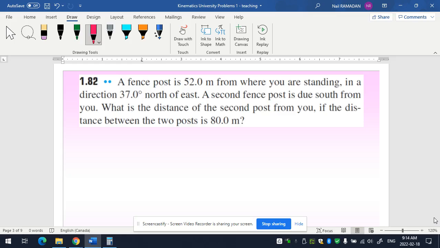37. Which way? North of east. Interesting. So I have to look east first, everyone. I have to look to my east first, and then turn which way? North 37. And then I have to walk how many? 52 meters. Okay, we got that.